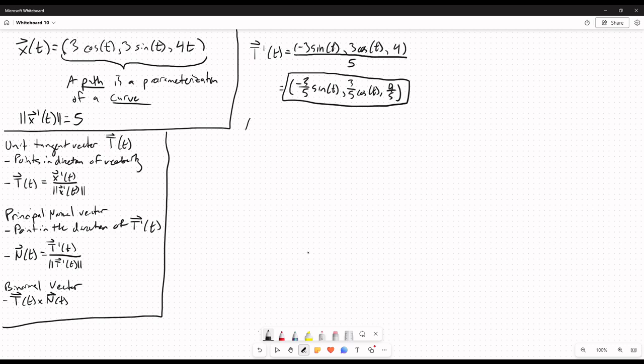Now let's go ahead and try to find the principal normal vector. We need to start by taking the derivative of our unit tangent vector and then divide by the norm of that.